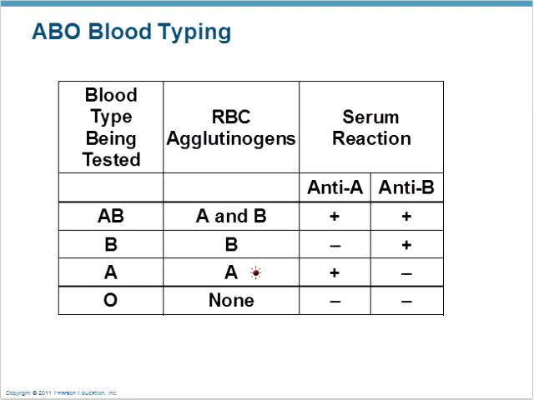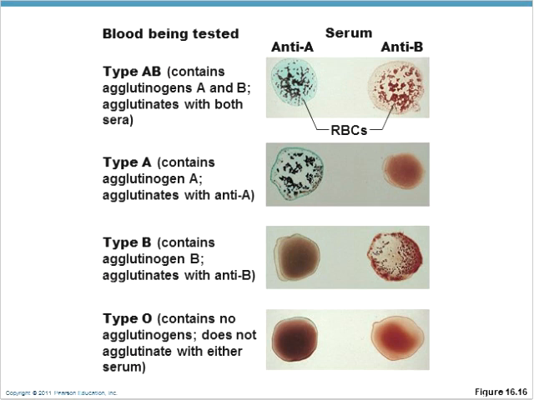If it's A-type blood, it has A antigens on the cell wall, and if we add anti-A antibodies, it will clot the A blood, but the anti-B won't clot it. If we take O blood, where there are no antigens, and add anti-A or anti-B, it won't clot. And this is the basis for blood typing, or how we blood type in the laboratory.